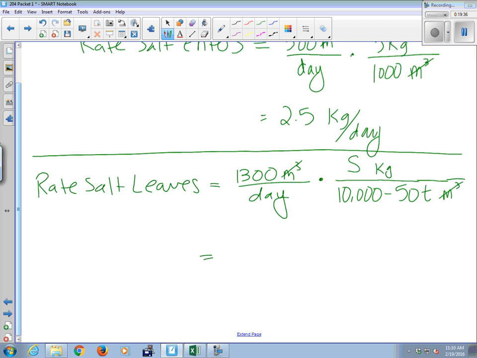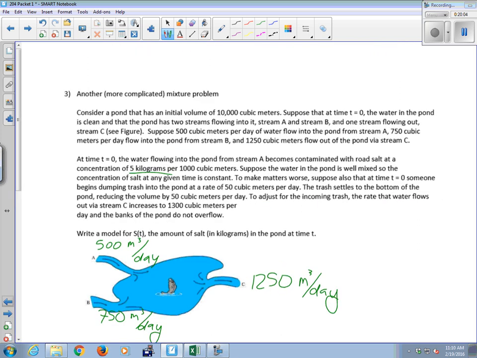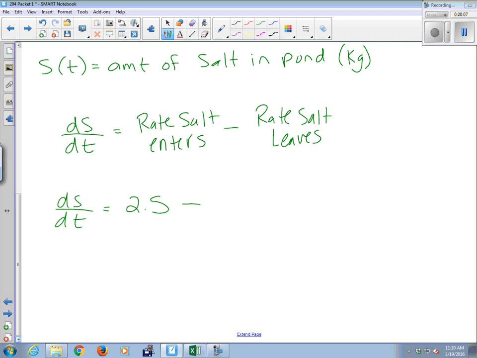You can verify this on your own: 26S over 200 minus T. Just simplifying the fraction, right? It's 1300 S over 10,000 minus 50 T. It's just 1,300 divided by 50, reduce the fraction. All right, so the rate salt is leaving is 26 S over 200 minus T. So I come over here and I put that here: 26 S over 200 minus T.